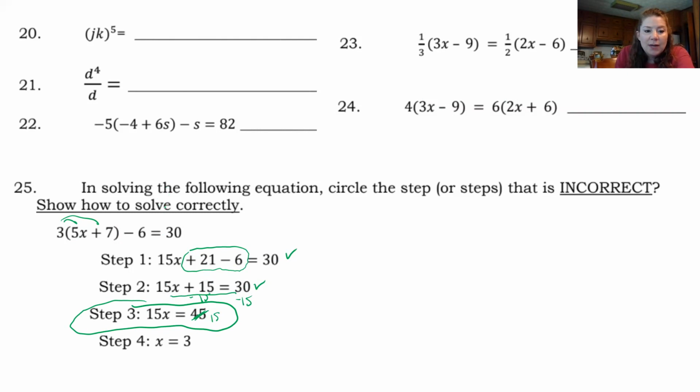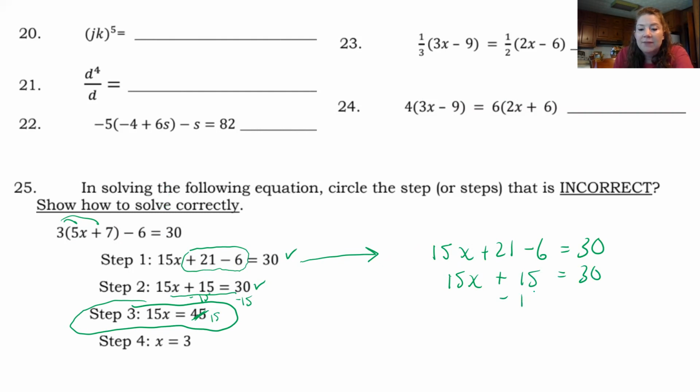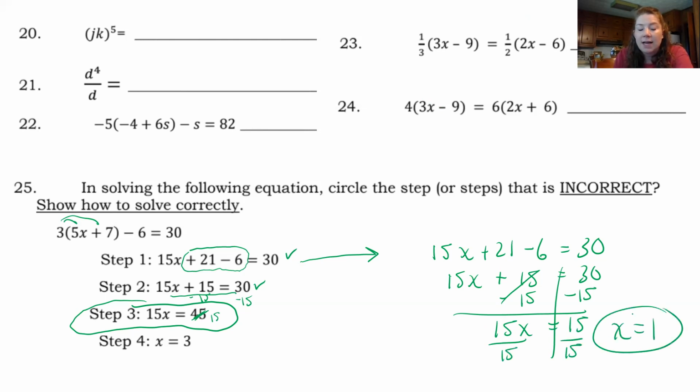And then we're going to solve it correctly. So since I liked this first step, this is where I'm going to start from. 15x plus 21 minus 6 is 30. We know that 21 minus 6 is positive 15. So now I'm going to subtract 15 from both sides. So we get, that's gone. I get 15x equals 15. Last step is divide by 15. And x is actually equal to 1, not 3. Wrong.